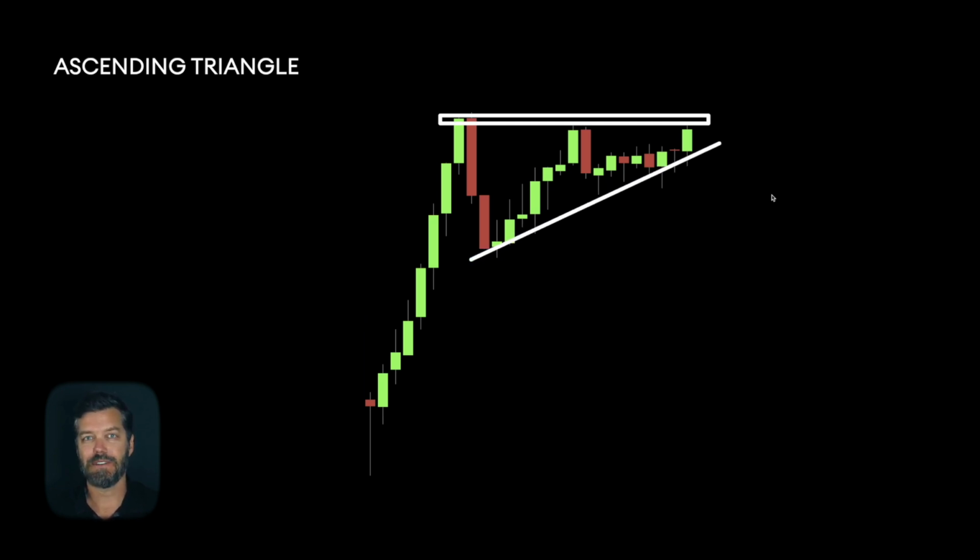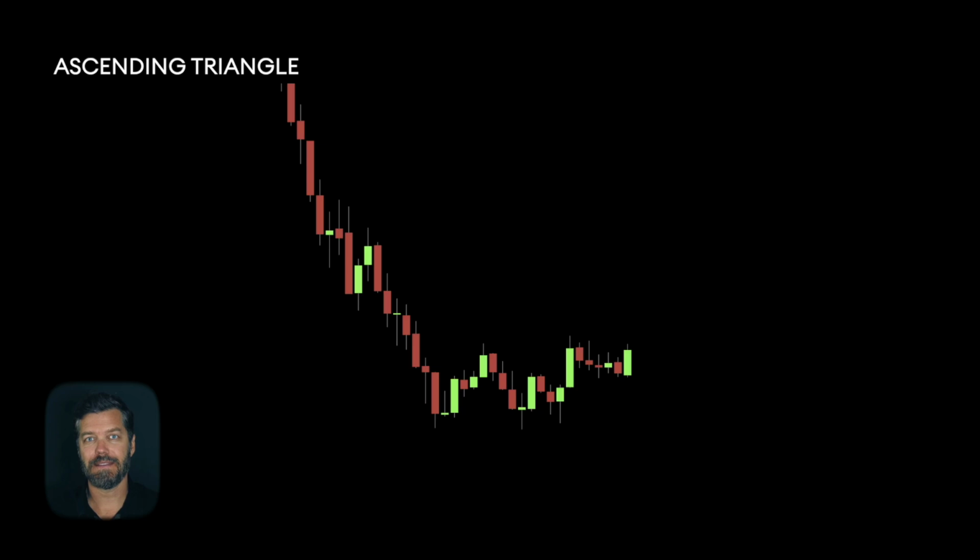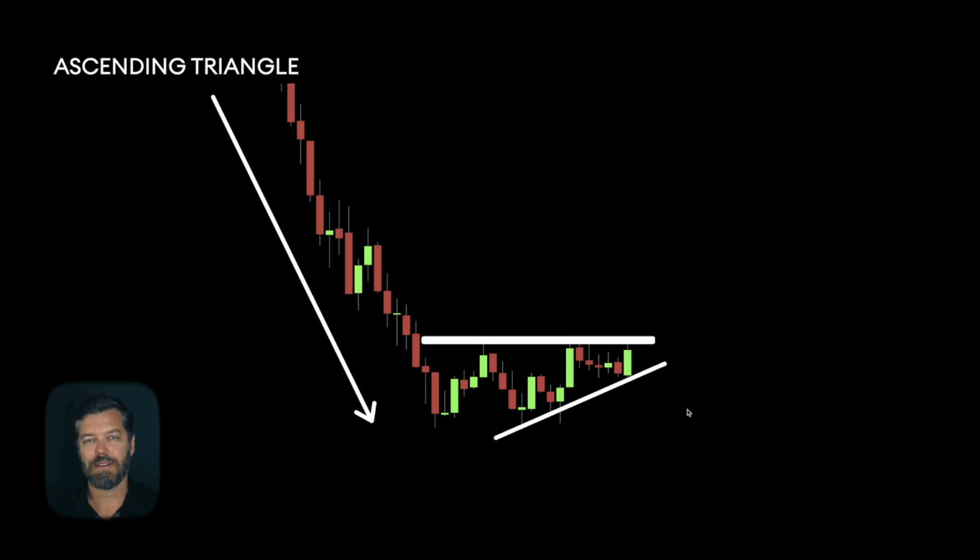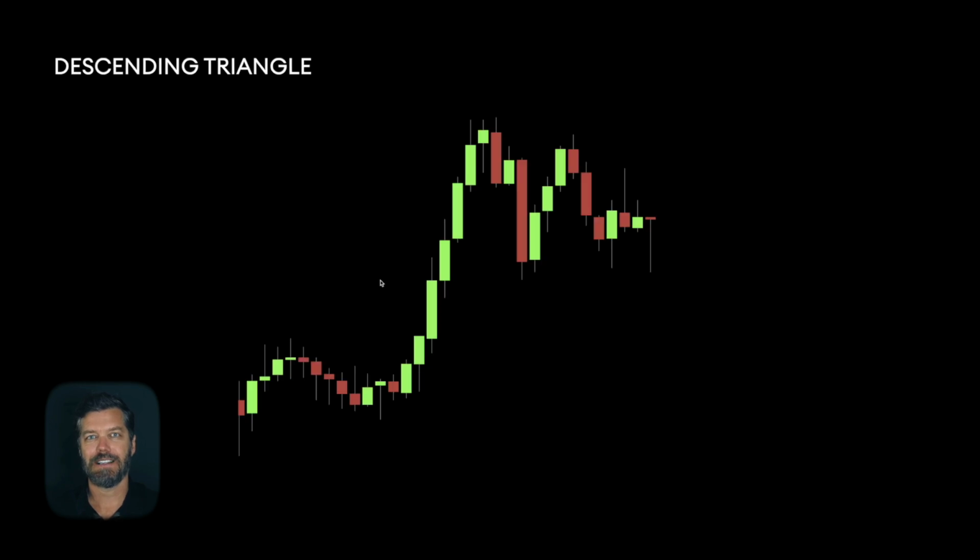This pattern typically appears in both bullish and bearish markets. In a bullish ascending triangle, the price is in an uptrend leading up to the formation of the pattern. The higher lows show that buyers are gaining strength, and once the price breaks through the horizontal resistance, it confirms a continuation of the uptrend. In a bearish ascending triangle, the price starts in a downtrend. The higher lows show some buying pressure, but if the price breaks below the support level, it signals a continuation of the bearish trend.